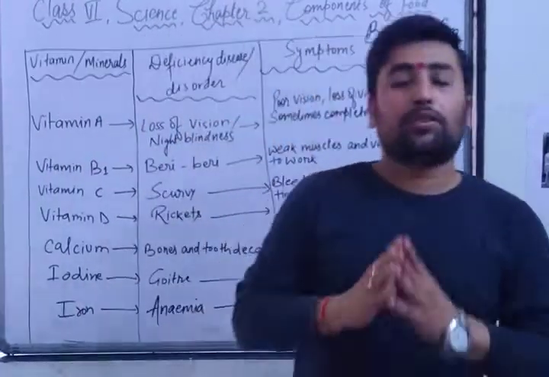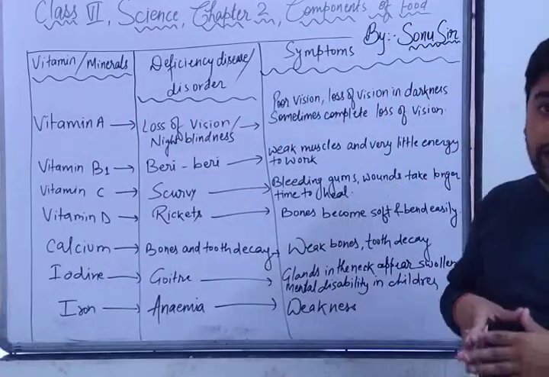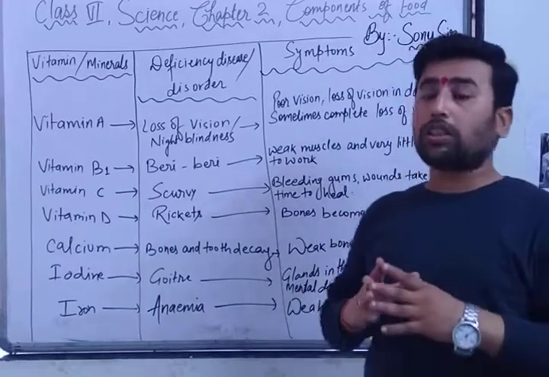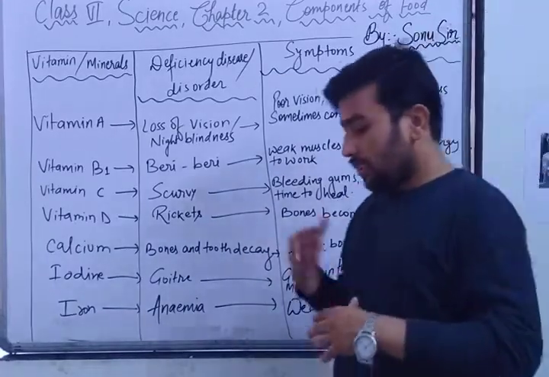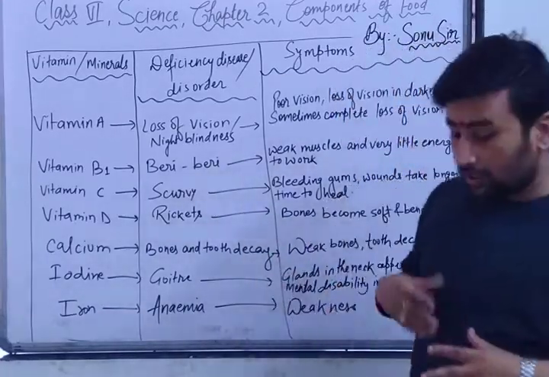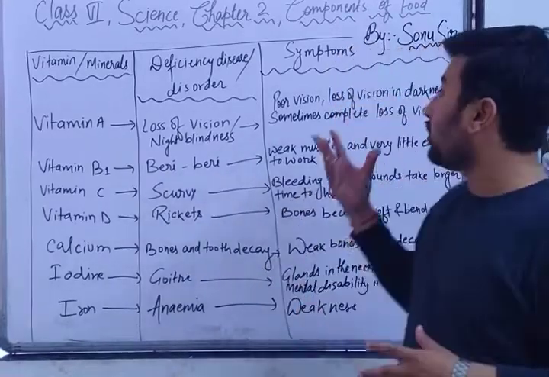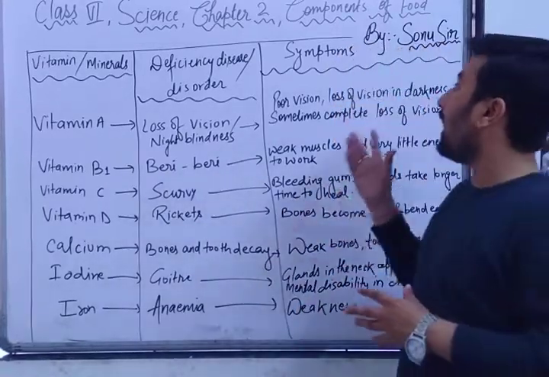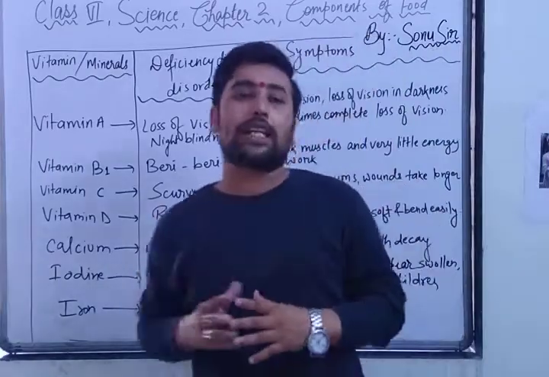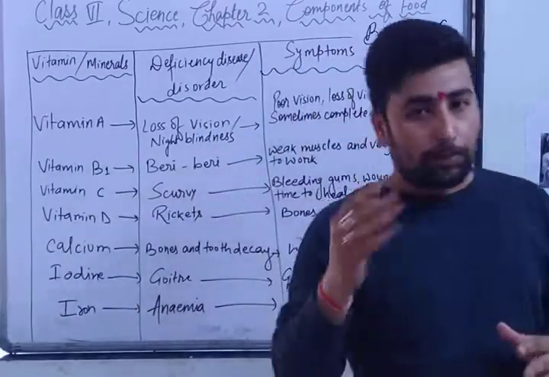Hello students, today we are going to discuss class 6 chapter number 2, components of food: the sources of vitamins, what are the deficiency disorders, diseases and symptoms. First of all, before starting this, I would like to explain what I covered in the previous video.